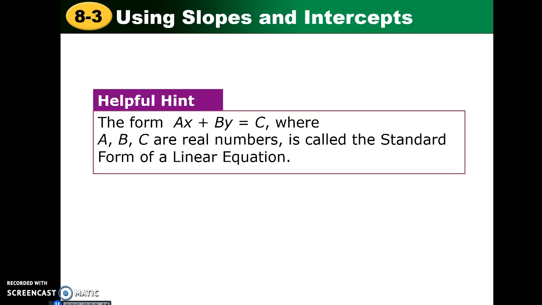And we're going to use this form called standard form, a different form. We've done slope-intercept form. Now we're going to do standard form. So standard form looks like ax plus by equals c. Notice there's no slope in here. There's no m, and there's no intercept. So let me show you how we can find some of those things right now.